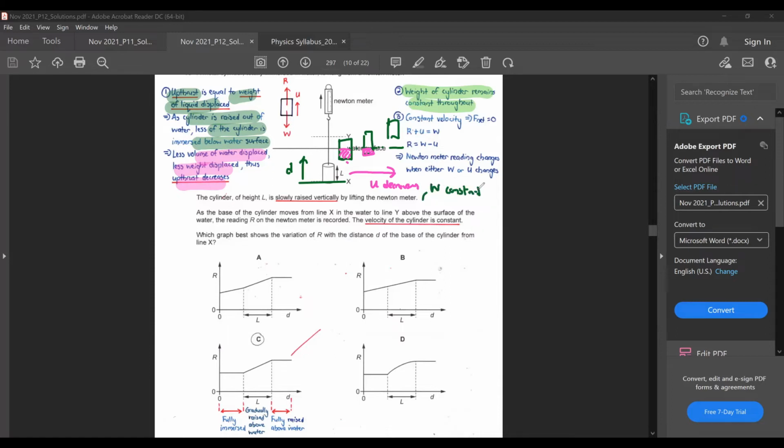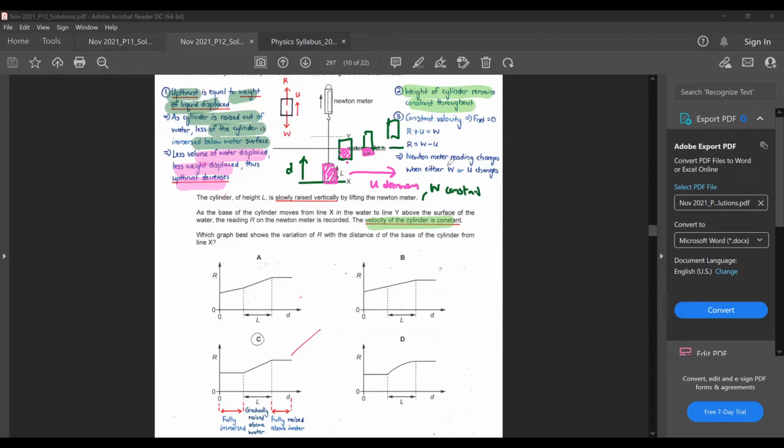Okay? So this one here, when you were at the starting point, this is the volume of your liquid displaced. The pink colored sections here are the volume displaced, which represents the weight displaced, which also represents the upthrust. So as you try to lift it up, upthrust decreases, but weight is constant. Now, one of the things that they did mention to you was this: the velocity of the cylinder as it's being raised is constant.